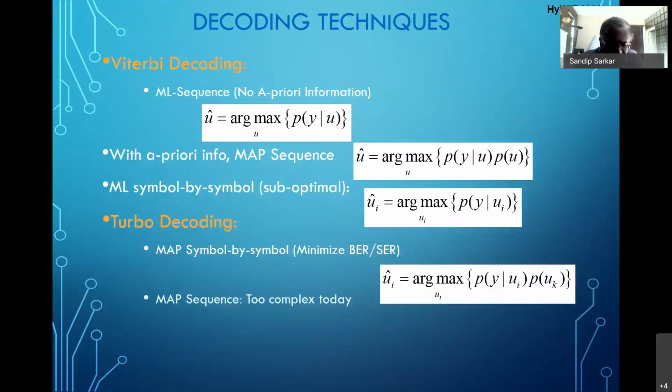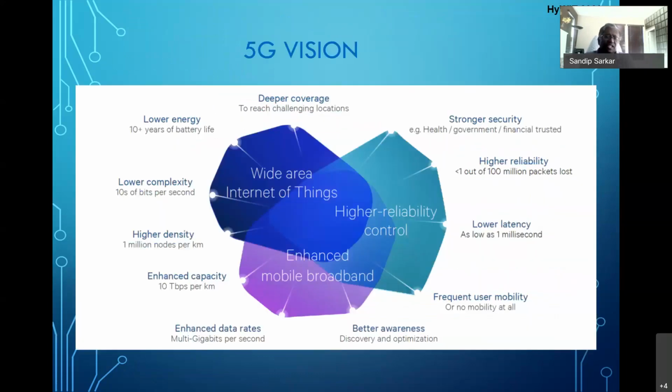So this roughly covers 4G. From 5G, what has happened is, I told you that there are three main things, which is enhanced mobile broadband, higher reliability control, and wide area Internet of Things. The whole idea of 5G is that we are trying to encompass a whole bunch of different applications, a whole bunch of new verticals that this technology is getting into.